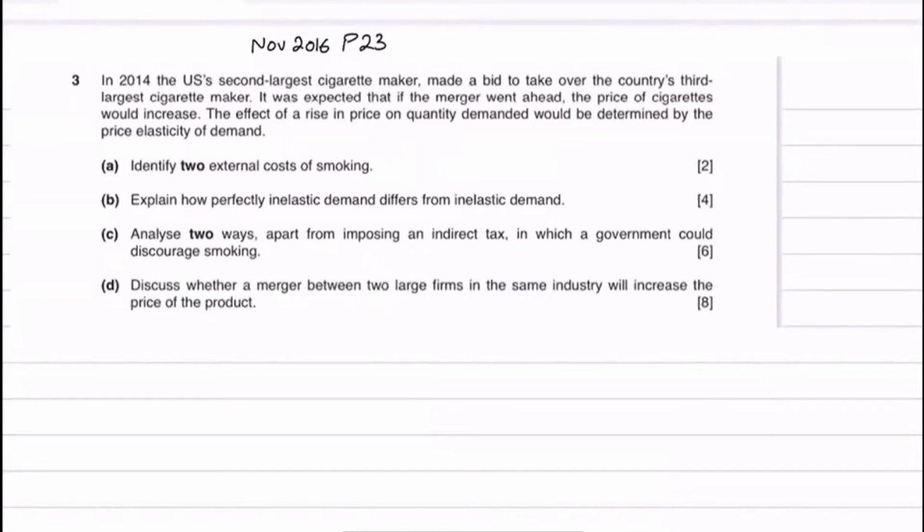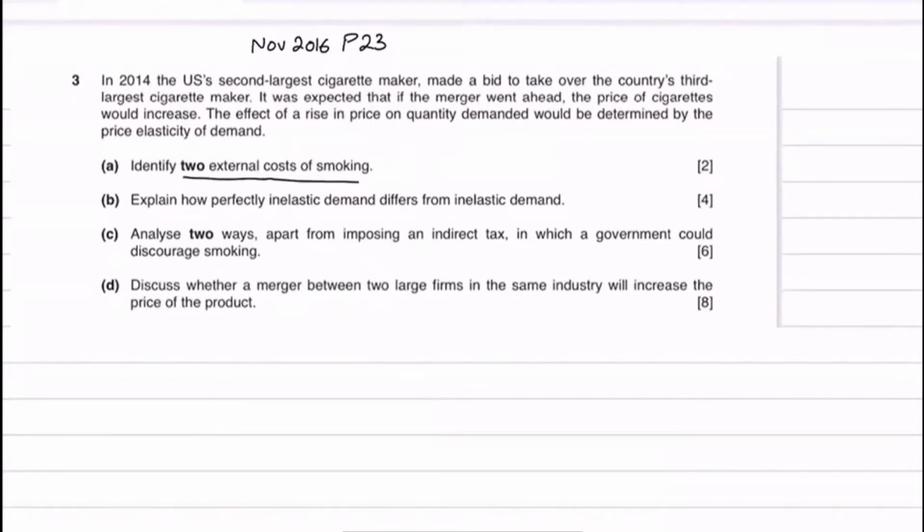And in this video, we'll be solving another past paper question that is November 2016, paper 23, question 3. It says identify two external costs of smoking. So external cost is basically the cost that is incurred by a third person for which he's not compensated, right? So that's an external cost, also known as a negative externality. Although you're not supposed to define what external cost is in this question.